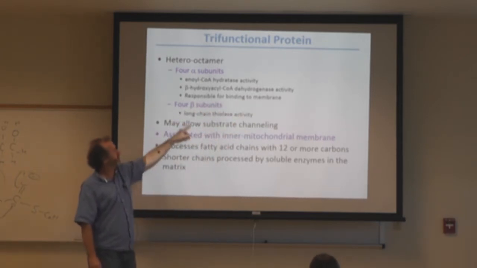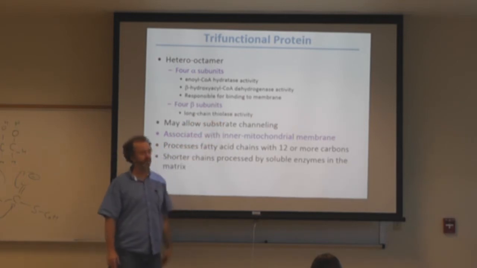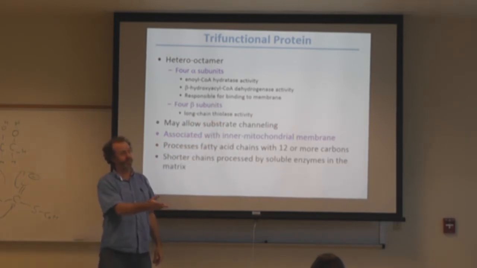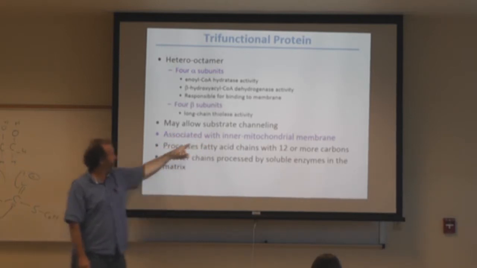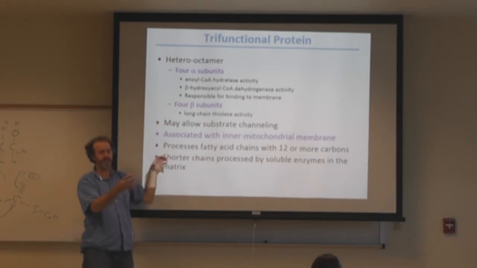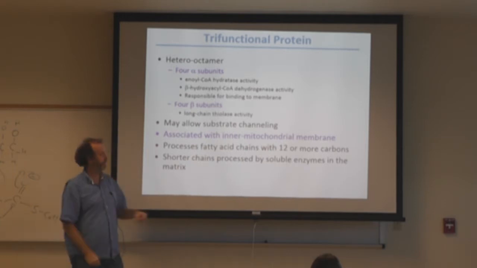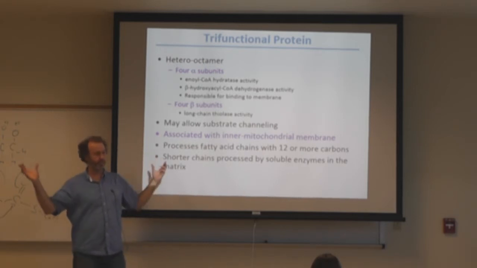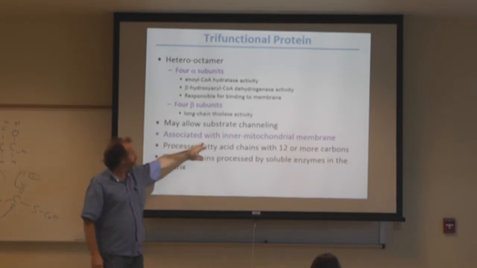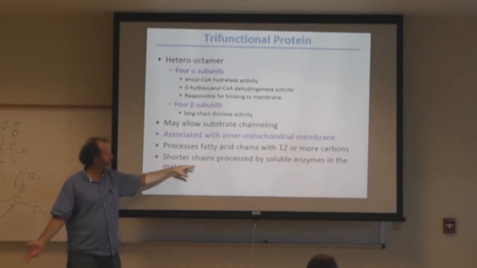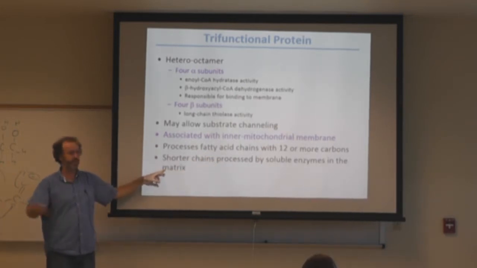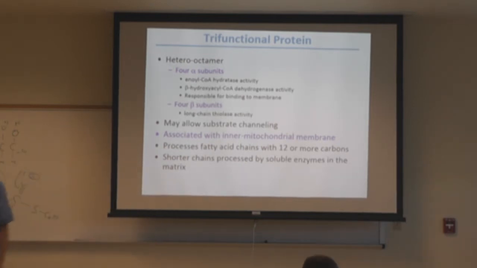Then there's 4 beta subunits that have the long chain thiolase activity. That's where you get that sulfhydryl group on a cysteine that does the attacking. It may allow substrate channeling, and that's because those enzymes are close together. Channeling just means one product goes immediately to the next functional part of the enzyme and so forth. So you don't have a buildup of any products or diffusion of products away to form other products. It's associated with the inner mitochondrial membrane, processes fatty acid chains with 12 or more carbons. Shorter chains are processed by soluble enzymes in the matrix itself.